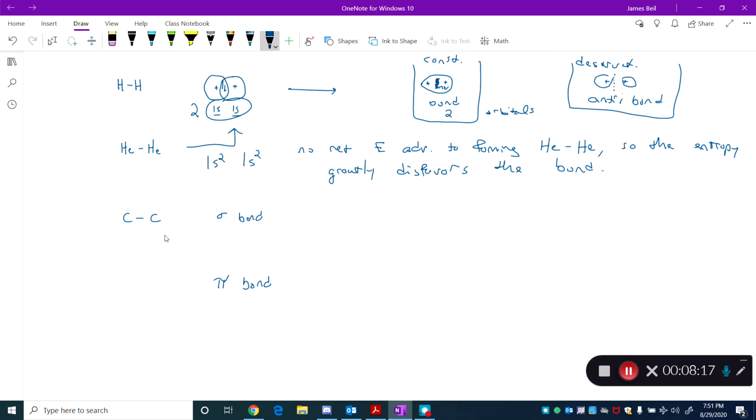So what about the octets, like how bonding and anti-bonding orbitals relate to the octets? Because helium has its noble gas configuration already, so how does the bonding anti-bonding relate to that? It relates to it. That's a great question.